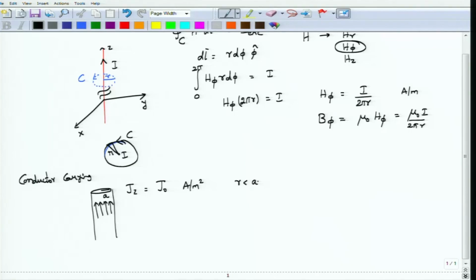So what is r here? R is simply the distance from the center to the conductor itself. Of course, in this way we have considered a to be the radius of the conductor. So as long as you are inside this conducting wire, the current density is going to be uniform and is given by J0. Outside, of course, this would be equal to 0. So the current density vector outside will be equal to 0.